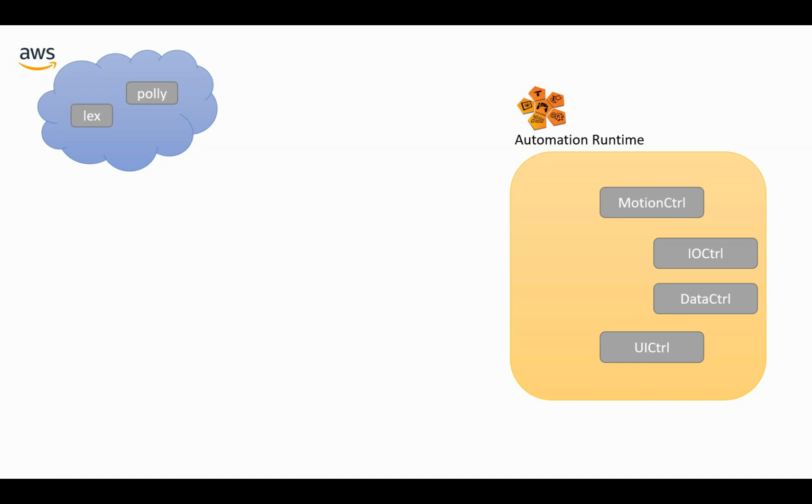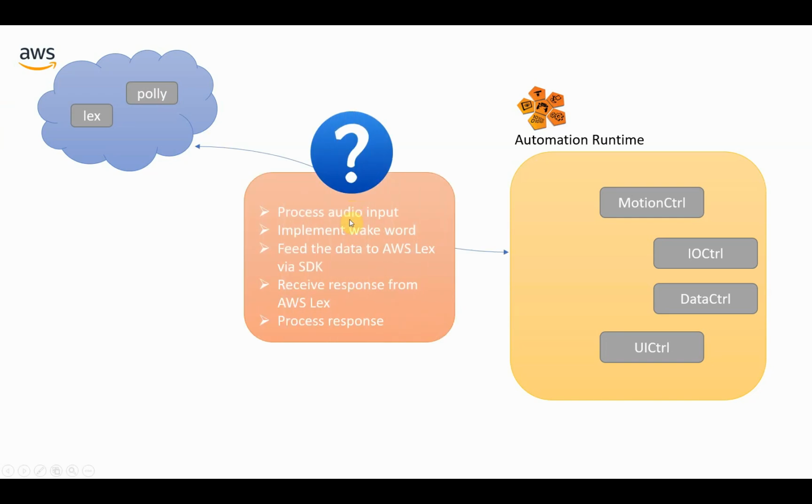Now, the nuances of a full implementation for a voice interaction app are complex. First, you'd have to process the audio input. Then you'd have to implement a wake word, feed the data to AWS Lex via the SDK, receive a response, and process the response. All of this is somewhat involved, and it probably would have been a significant development effort with a steep learning curve if I'd had to start from scratch.